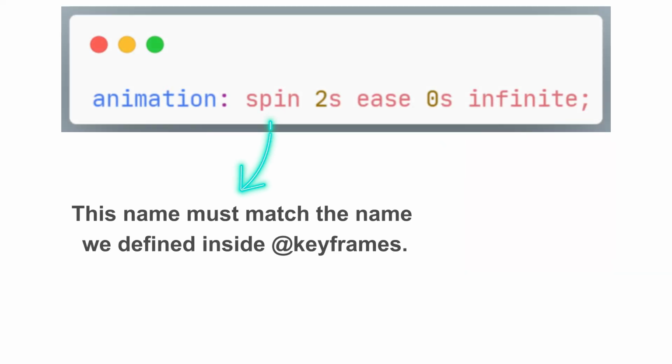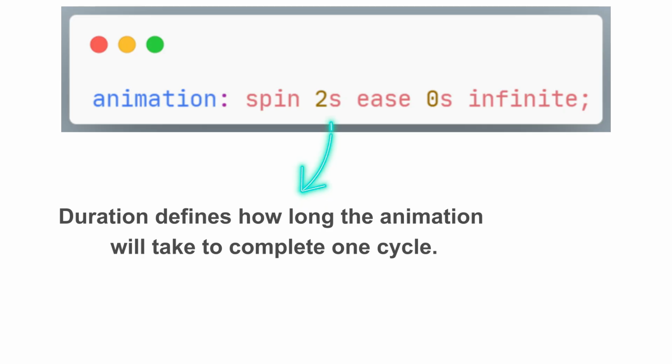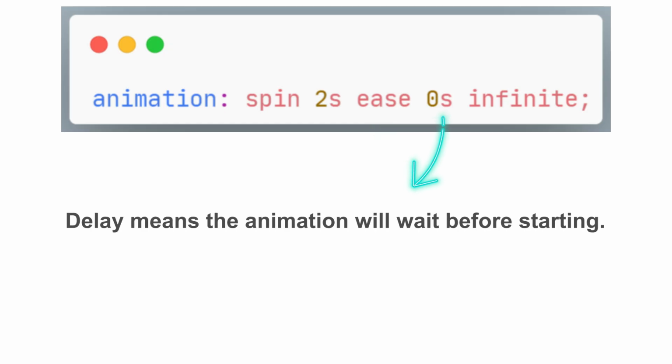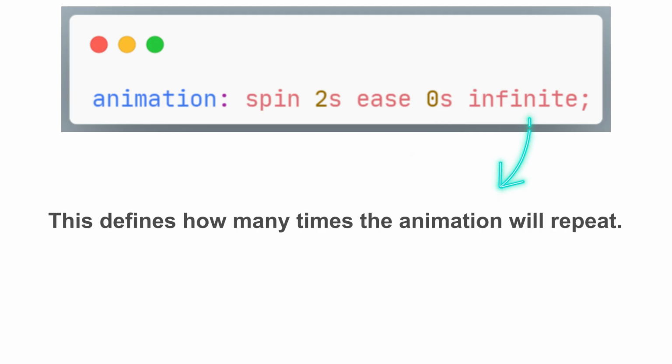The first value is the animation name. This name must match the name we defined inside keyframes. The second value is duration. Duration defines how long the animation will take to complete one cycle. The third value is timing function. It controls the speed pattern of the animation. The fourth value is delay. Delay means the animation will wait before starting. The fifth value is iteration count. This defines how many times the animation will repeat.